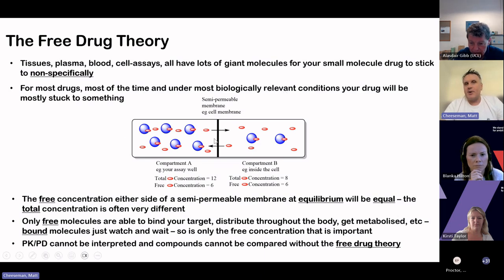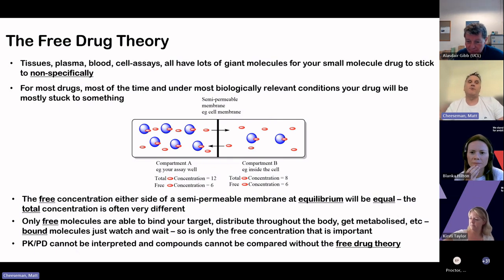Because of the semi-permeable membrane, the blue blobs, being nice and big, can't go through that membrane, but our drug molecule can. So you will find that the total drug concentration on either side of that semi-permeable membrane can be different, and almost always is very, very different. But the free concentration on either side of the membrane will have to be the same when the system is at equilibrium.